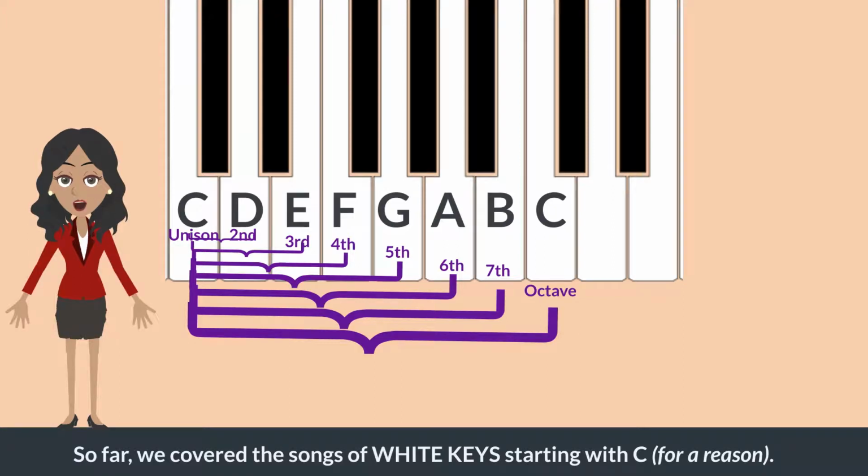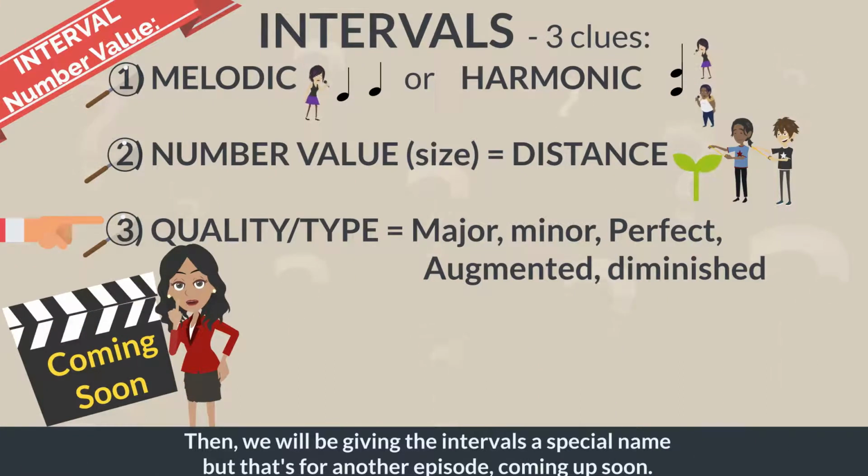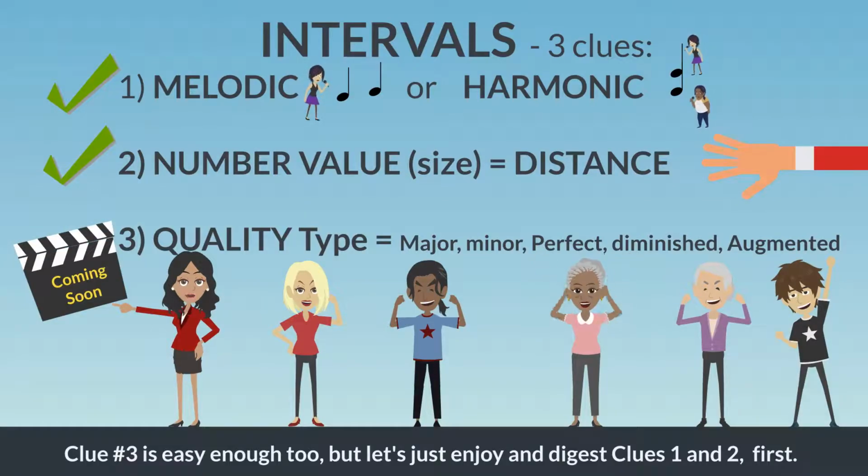So far, we've covered the songs starting with C for a reason. But we can alter those intervals and include the black keys. That's for clue number 3. Then we will be giving the intervals a special name, but that's for another episode coming up soon. Clue number 3 is easy enough too, but let's just enjoy and digest clues 1 and 2 first.